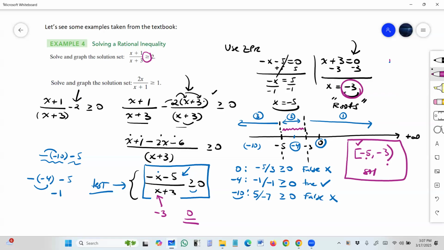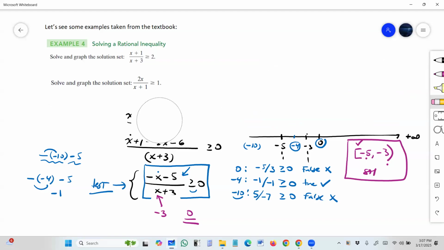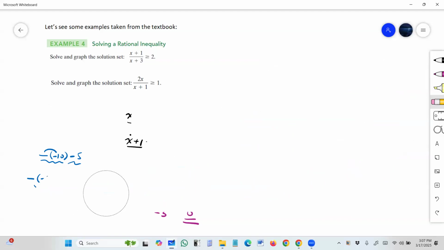So this is very important. All denominator factors have to be excluded from the solution. All right? So this is the first one. So this is the first problem. All right, so let's do the second one. I'm going to erase this so that we have a clean environment to work with.